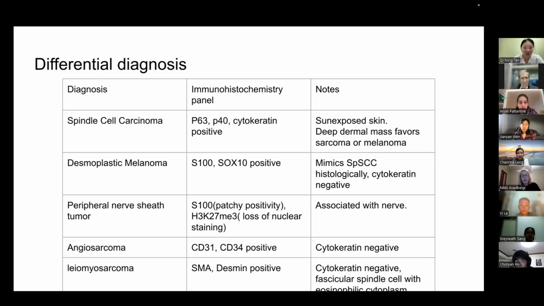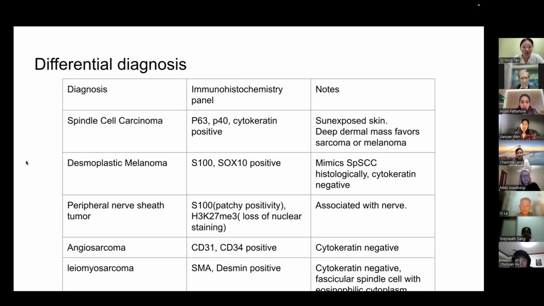Angiosarcomas usually have vascular marker positivity, but there are conditions where, when they're poorly differentiated, you don't see a lot of vessel formation, and they still retain the vascular marker expression. And leiomyosarcoma is one of the main ones that you want to rule out, and it's going to have smooth muscle differentiation.